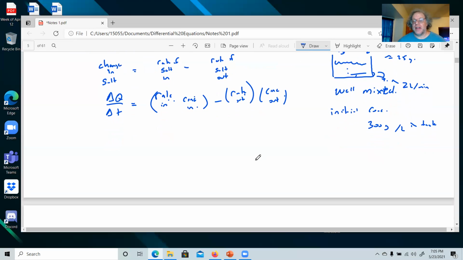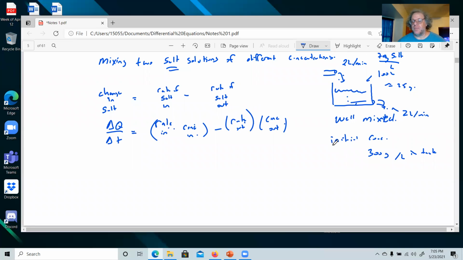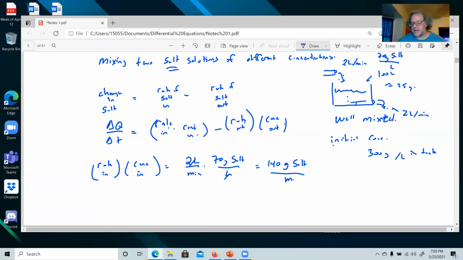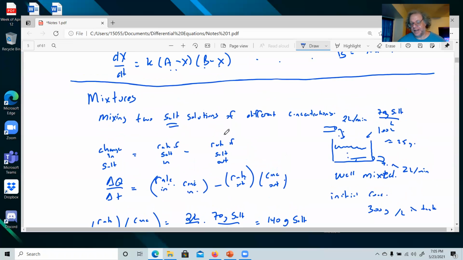Well, they tell us what the concentration is coming in, so we could figure this out. The rate in times the concentration in is the amount of salt coming in. So we have 2 liters per minute coming in times 70 grams of salt per liter. Notice that the liters cancel and we are left with 140 grams of salt per minute. That seems like a reasonable rate in. This is the rate of salt coming in.